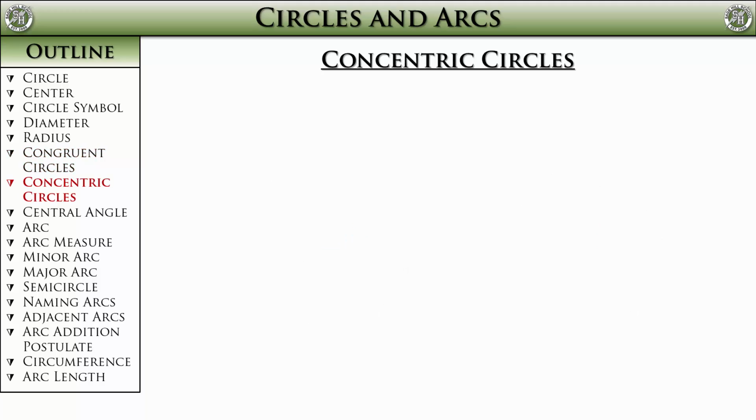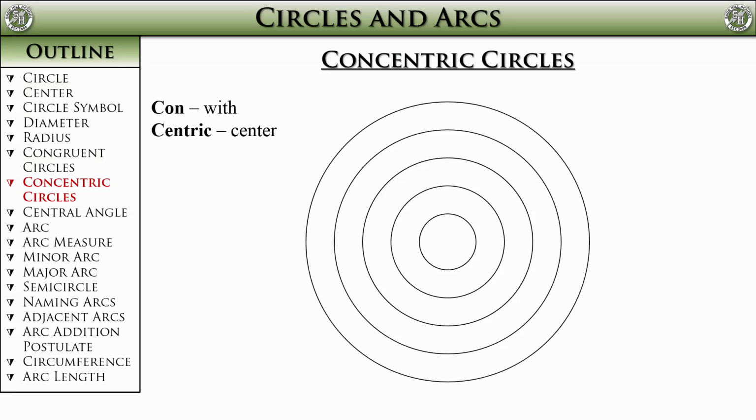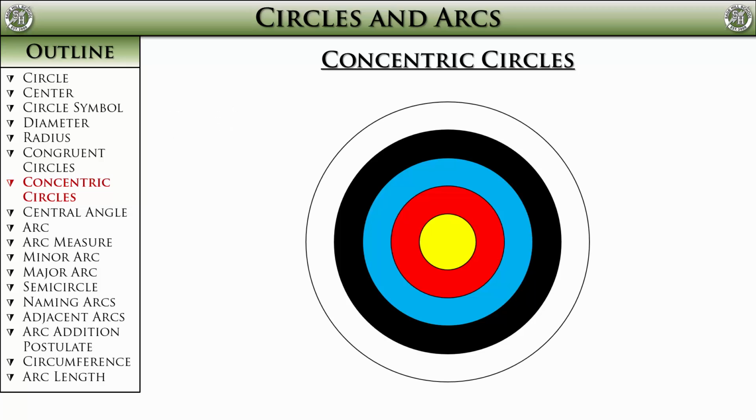Next up are concentric circles. Con meaning with, and centric meaning center. So concentric circles are circles that have the same center like these shown here. One of the more common things you have seen with concentric circles is a target like this one here. This one happens to be an archery target, but that's all there is for concentric circles. They are just circles that share a common center.